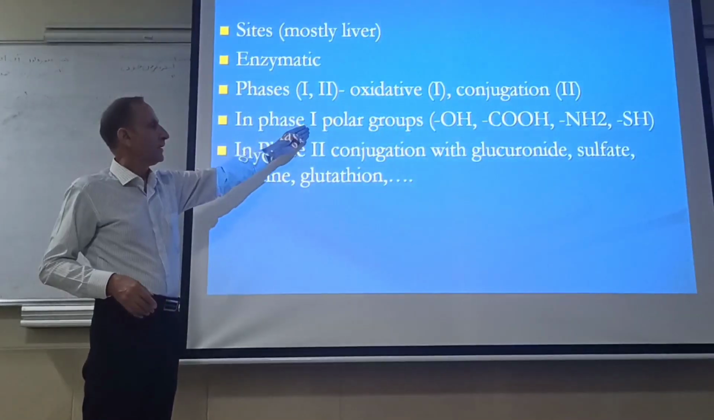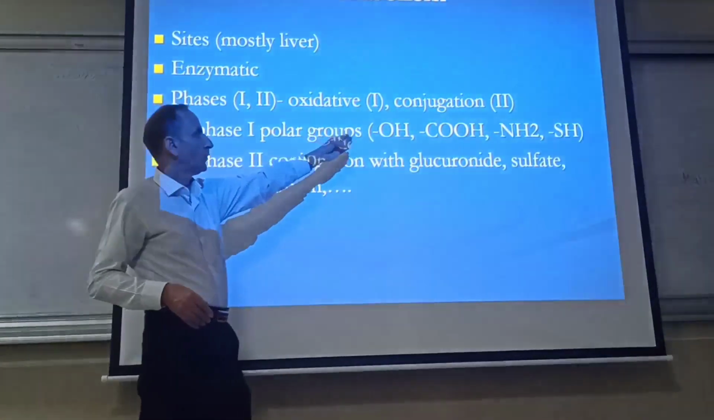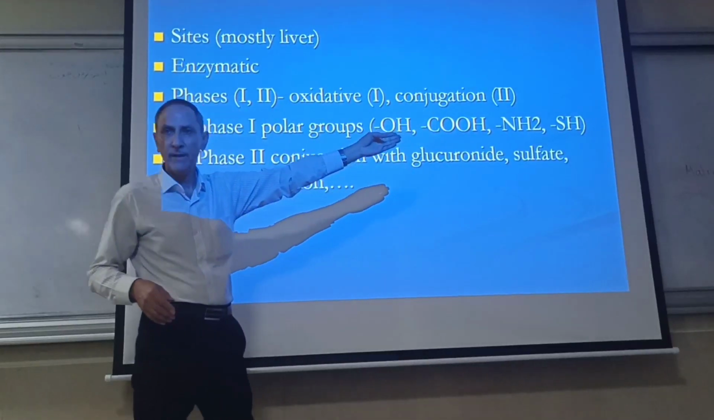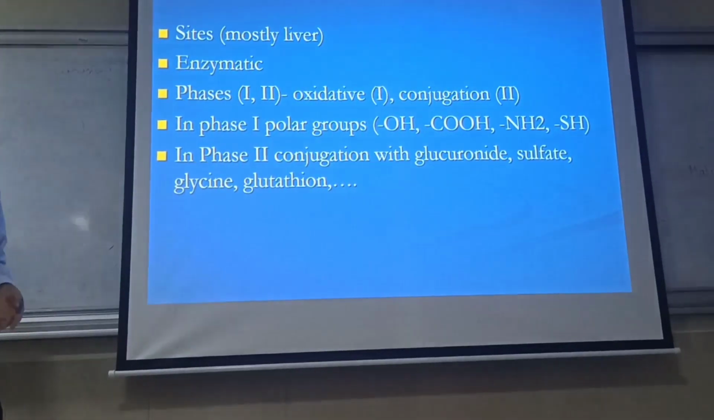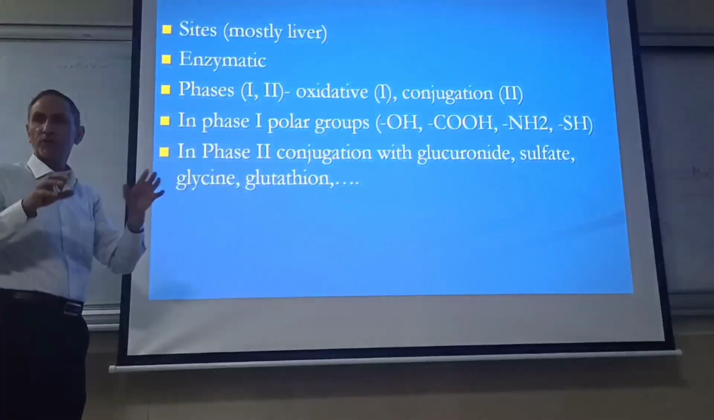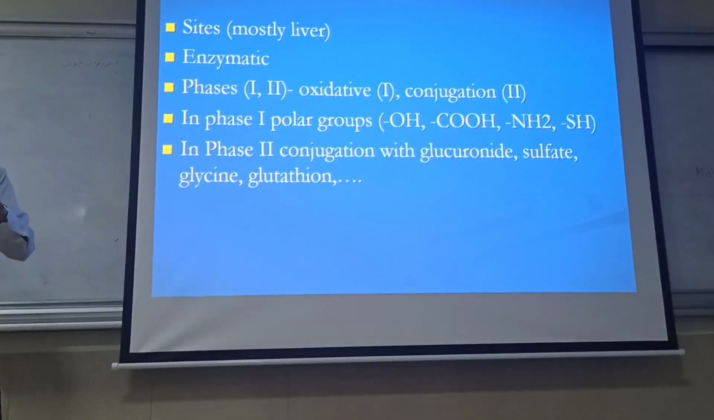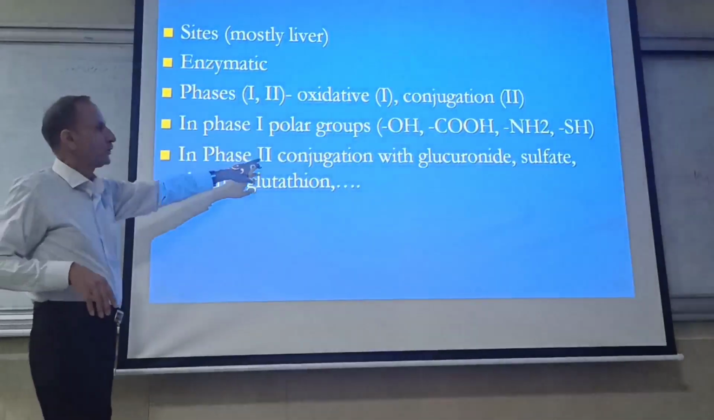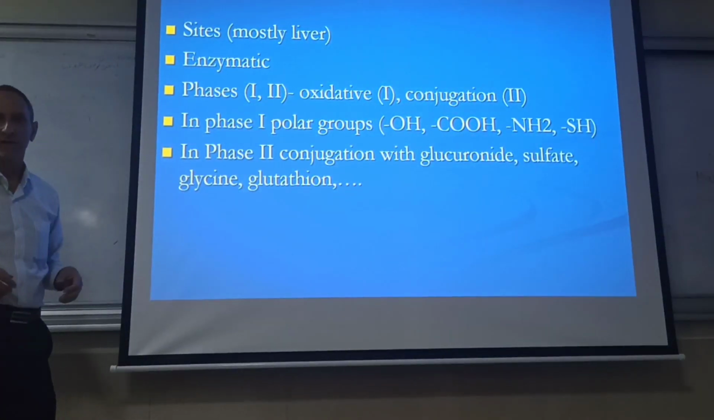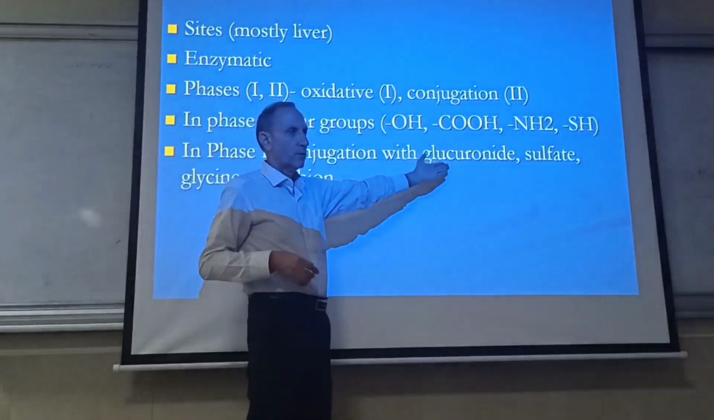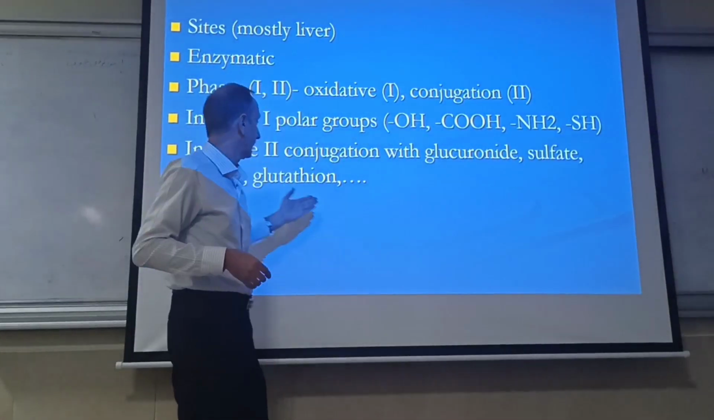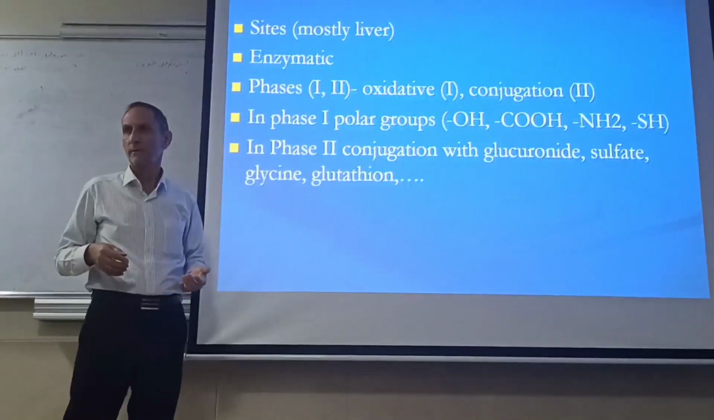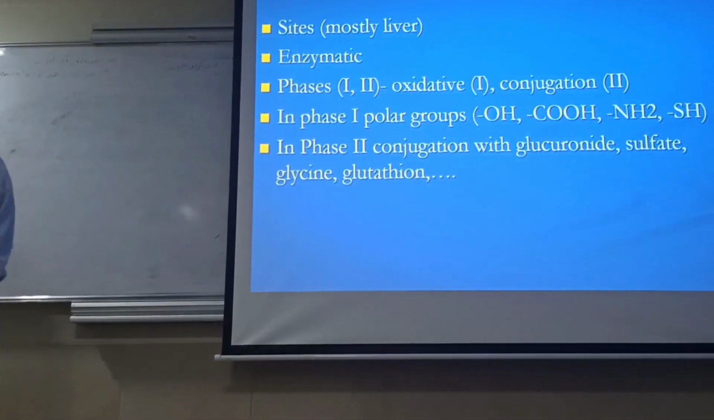In phase 1, polar groups like hydroxyl, carboxyl, carboxylic, amine, sulfhydryl, these groups are produced or added on the molecule. In phase 2, we have conjugation. Conjugation with glucuronide, sulfate, glycine, glutathione. So we have two phases.